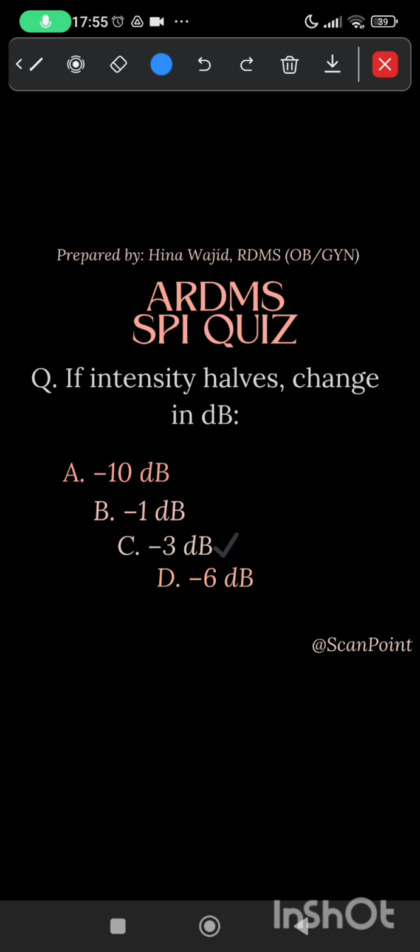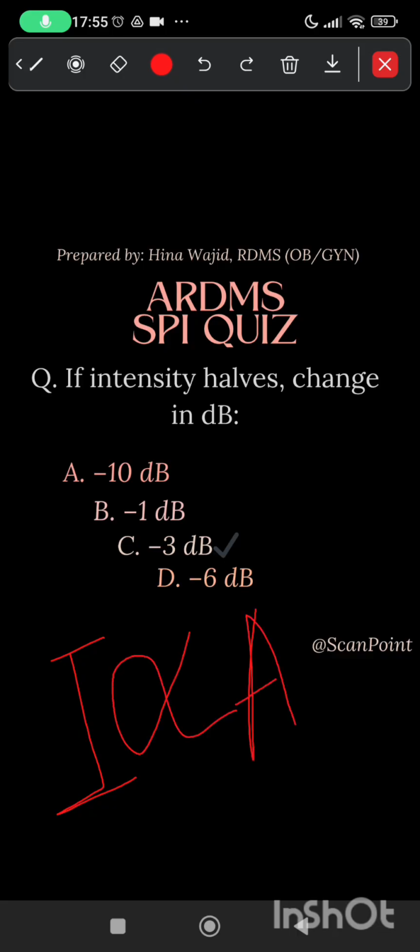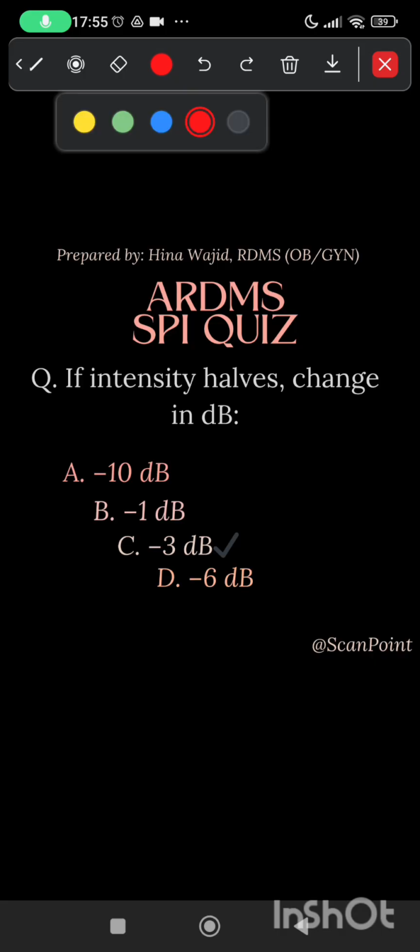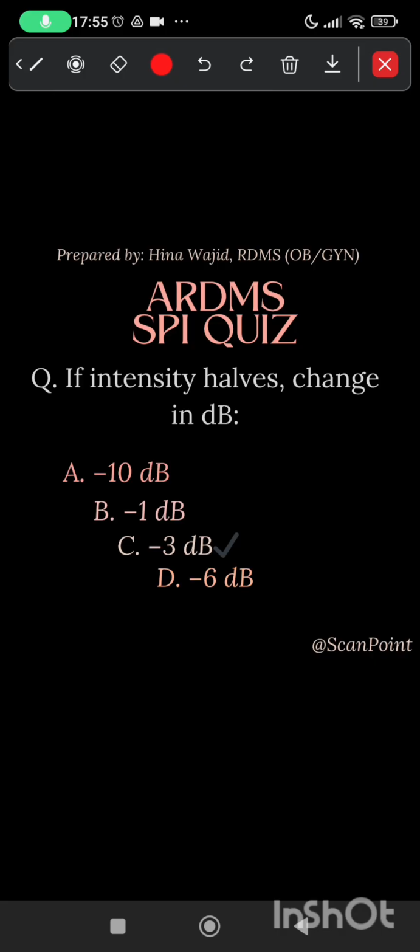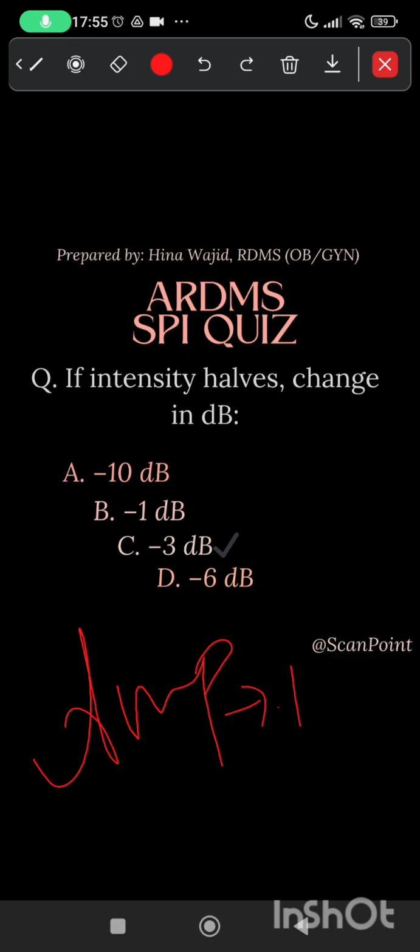And for amplitude, these values are doubled, because we know intensity or power is directly related to amplitude squared. So when power doubles, the change is plus 3. When amplitude or voltage doubles, the change is plus 6. When amplitude or voltage becomes half, the change is minus 6 decibel. So you have to remember these rules.